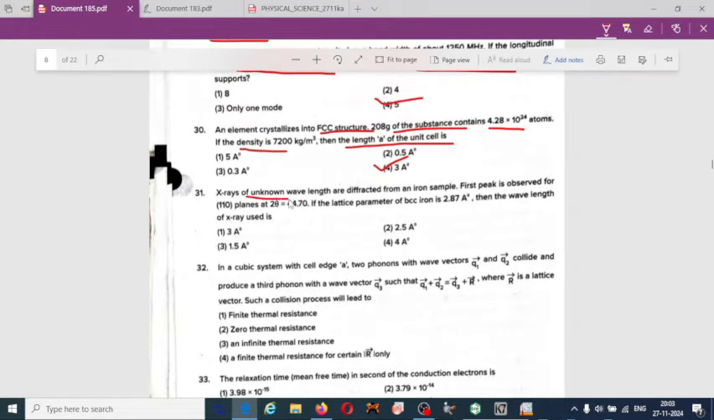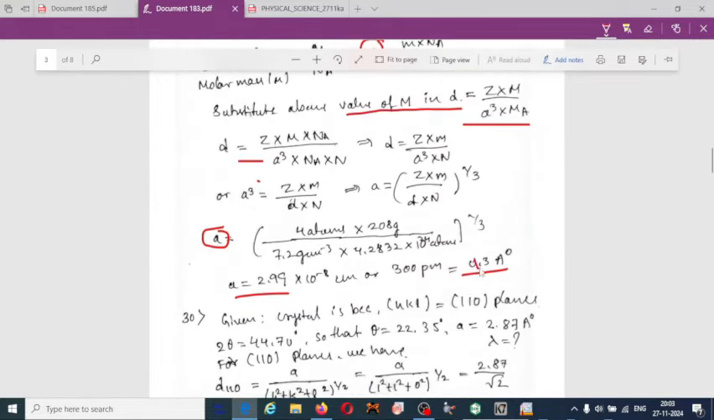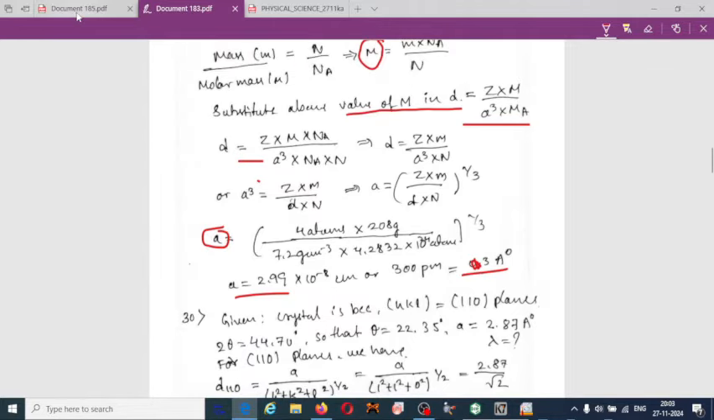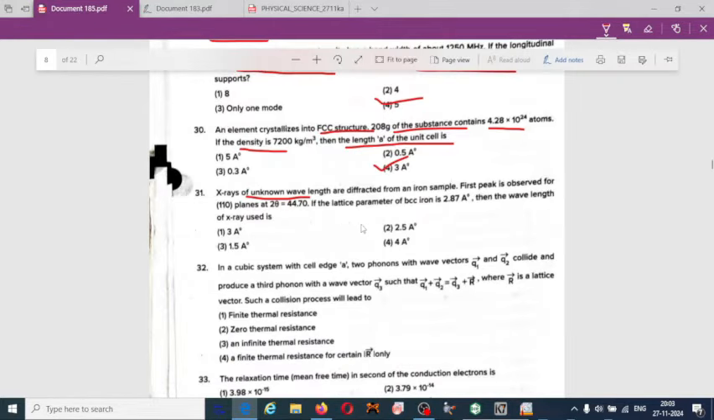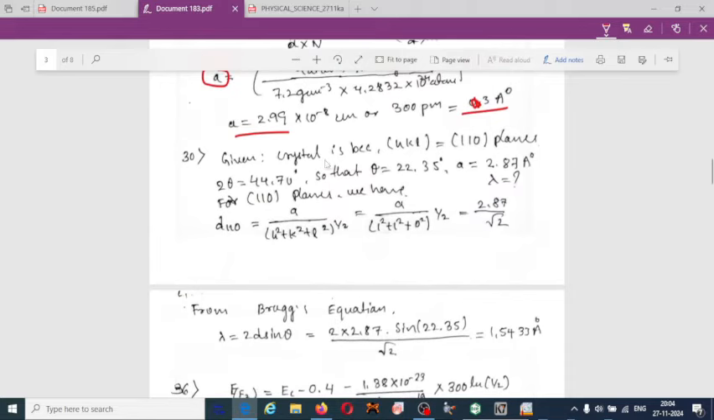X-ray of unknown wavelength are diffracted from an iron sample. First peak is observed for 110 plane at 2θ 44.7. If the lattice parameter of BCC iron is 2.87 angstrom, then the wavelength of X-ray used is. So here also I have solved this one.